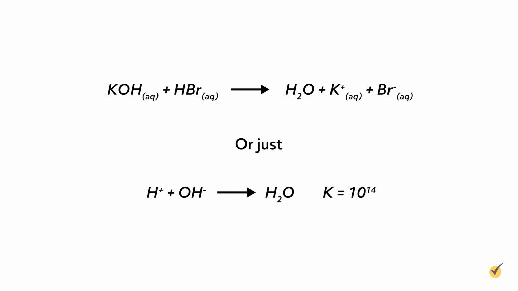To track the progress of this titration, we'll monitor the pH of the solution. When enough hydrogen bromide has been added to react with the potassium hydroxide, the pH will equal 7 because all of the hydroxide ions will have been neutralized. In other words, the pH equals 7 at the equivalence point. So let's begin the titration.